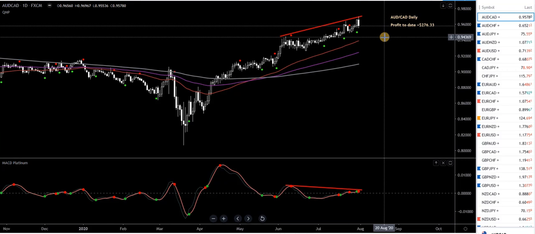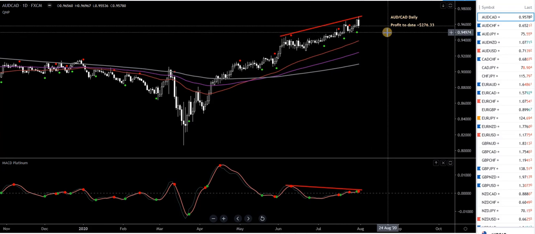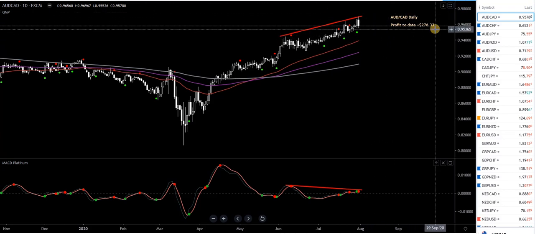And generally, it's all based on a 0.02 of a lot. That's my base lot in all trades, so 20 cents a pip, give or take. And that's my total to date profit on each pair.